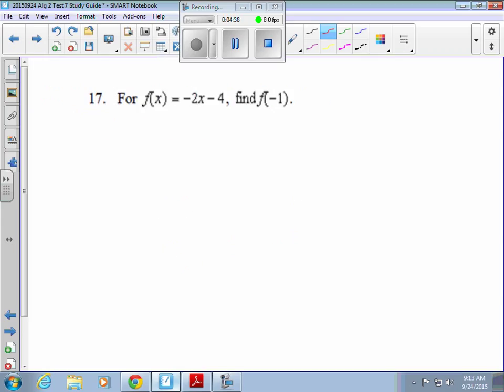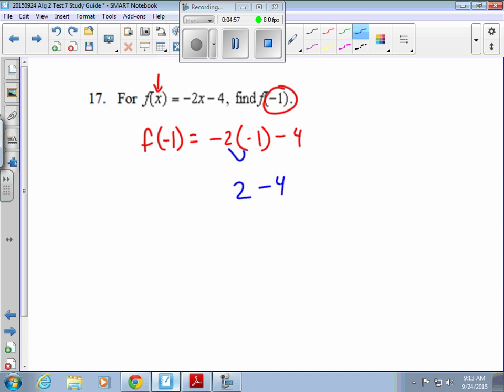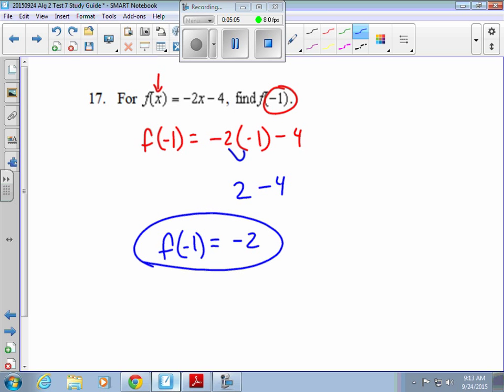Number 17 says for f of x is equal to negative 2x minus 4, find f of negative 1. So f of negative 1 equals negative 2 times negative 1 minus 4. Multiplication comes first. Negative times a negative is a positive 2 minus 4. 2 minus 4 is going to be negative 2. So f of negative 1 is equal to negative 2.